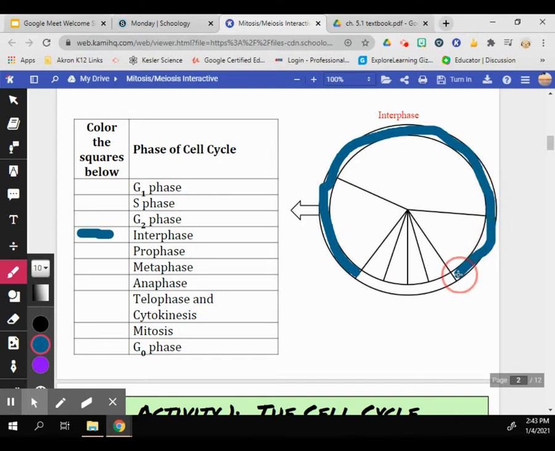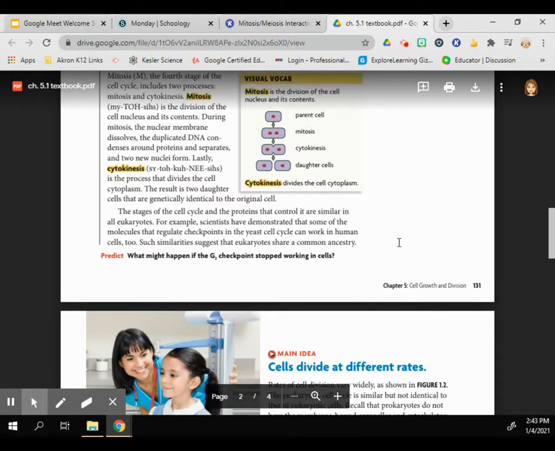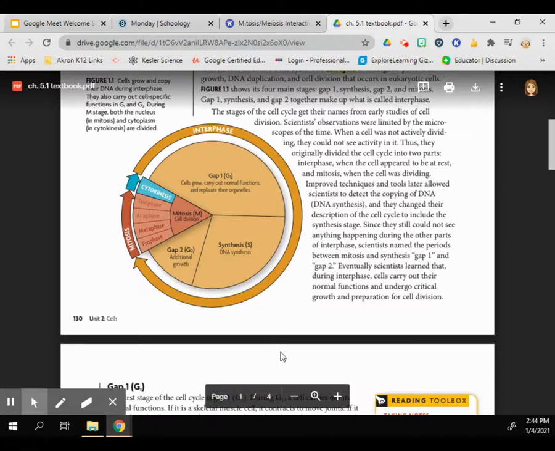See how that it's going to be hard to do. And so there we have interphase done. And then you're going to go and pick another color for G1. And if you're like, I don't remember what G1 is, that's where you go back to your textbook. And you go back and you look at this picture.